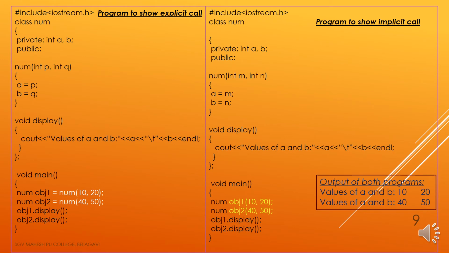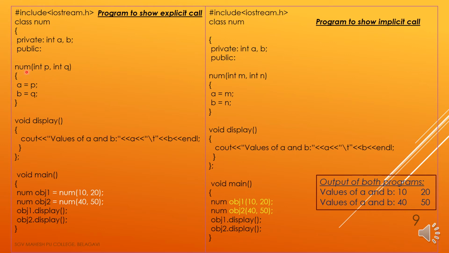Now, if I want to create a program separately, one for explicit call, one for implicit call, how to write that? Now this is a program where I've written for explicit call separately. This is a program where I've written for implicit call separately. If you execute both the programs, you're going to get the same output. Now let's check how this program is working.